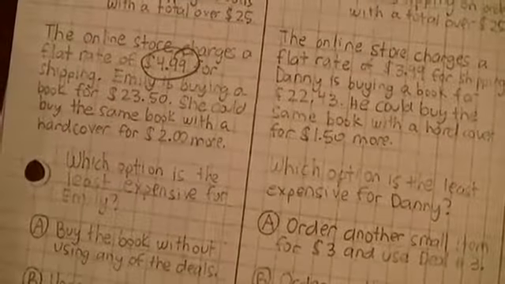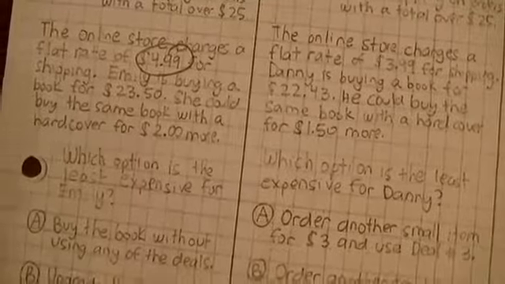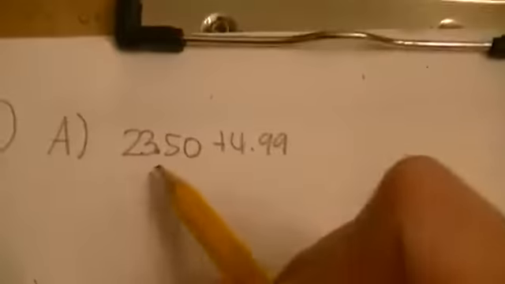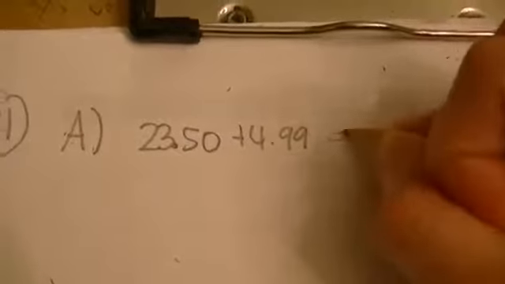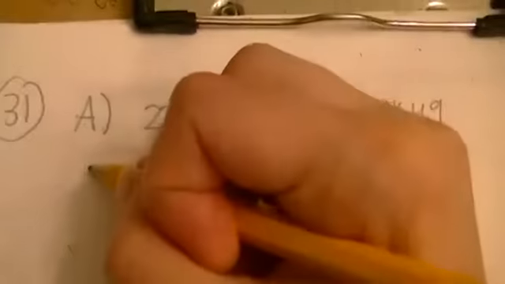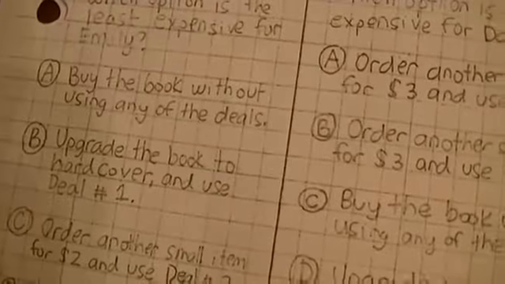So, like it says right there, that book was $23.50. But remember, she'd have to pay that shipping of $4.99. So there's the book plus the $4.99. That would equate into $28.49 once you added it. Okay, option B. Upgrade the book to hardcover and use deal number 2.